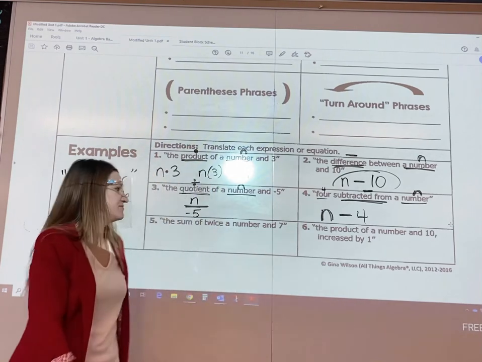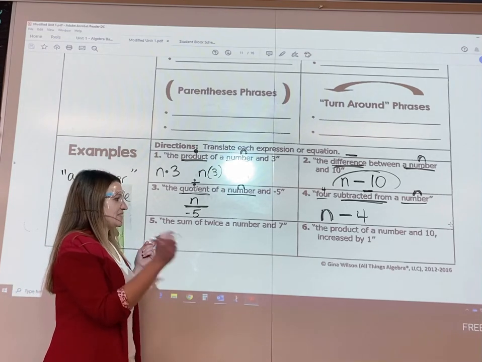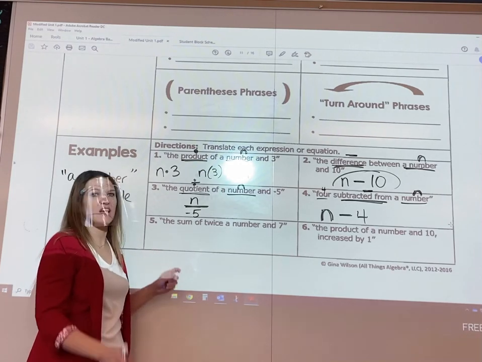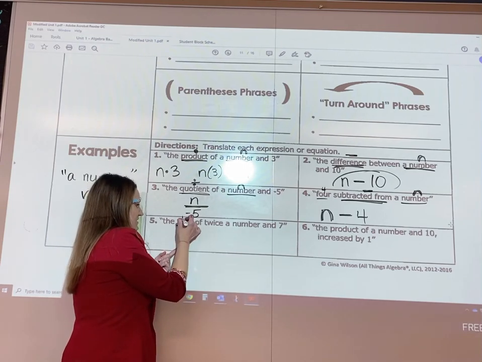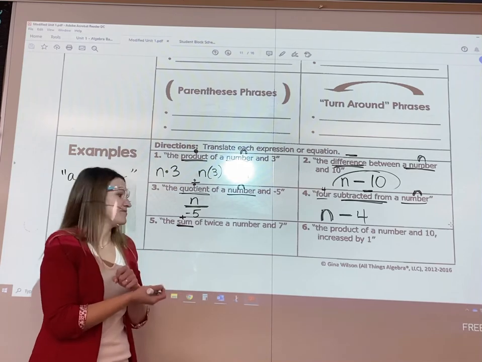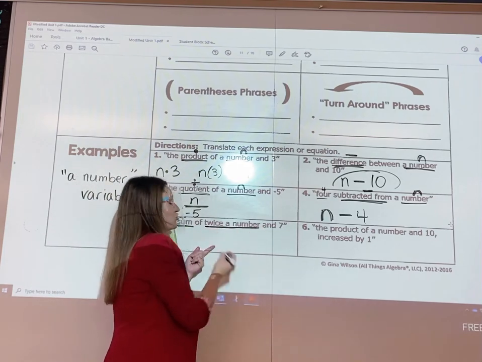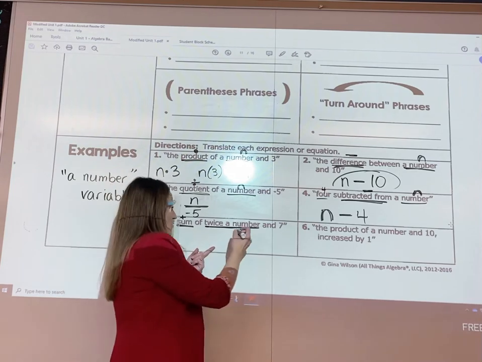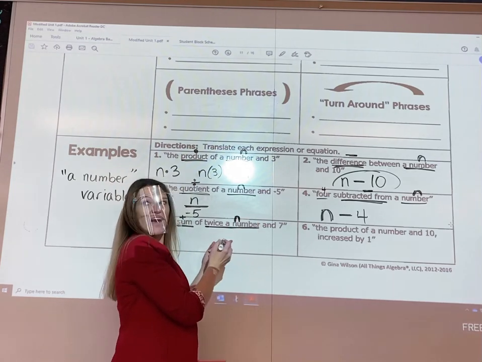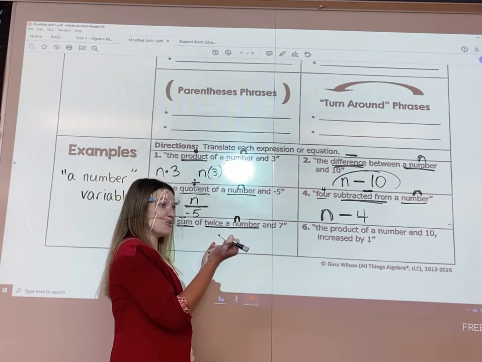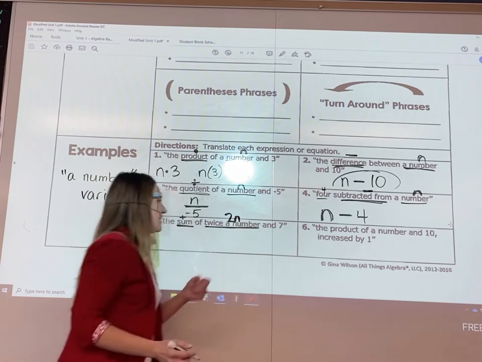Number 5. The sum of twice a number and 7. It's a lot of words, there's a lot of math vocab in here. First one I see is sum. Sum tells me to add. Twice a number. If I have twice a number, what would I be multiplying that number by? 2. 2, exactly. 2n, twice a number.